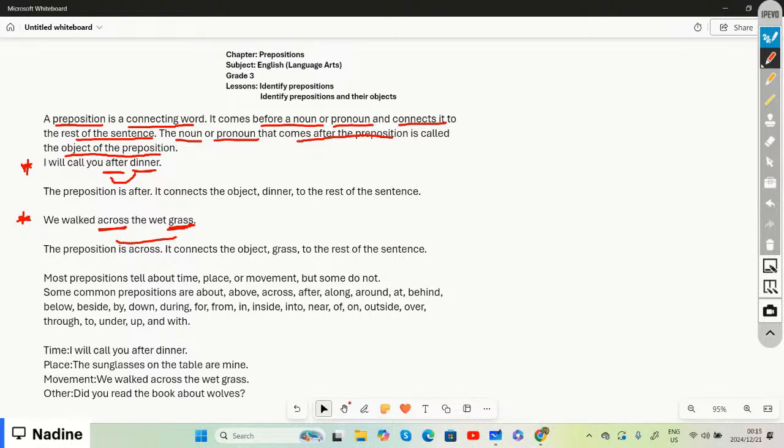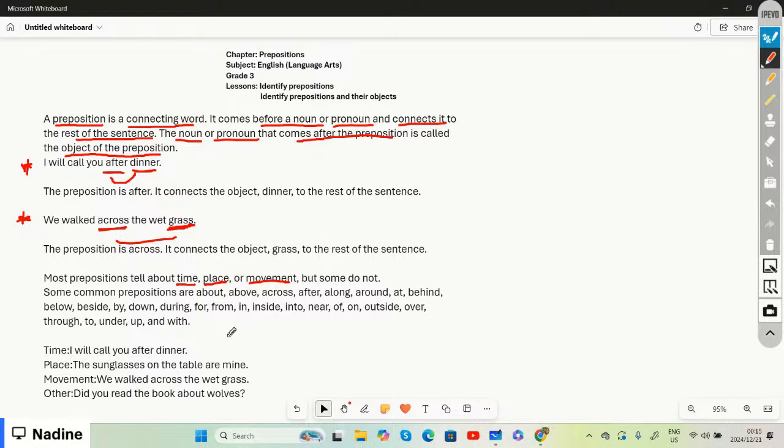All right. Most of our prepositions can tell us about time, or about place, meaning time as in when, and place as in where. They can also tell us about movement, or some are just other.